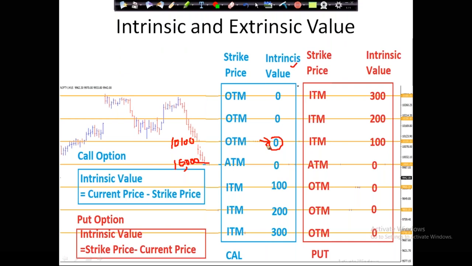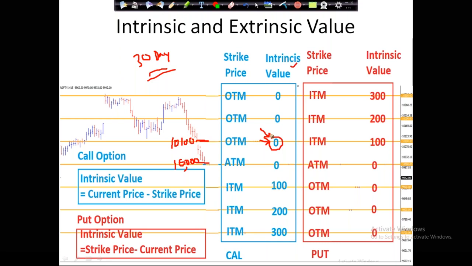Now, the question is, what is the extrinsic value? Extrinsic value is called hope value. Extrinsic value means time value and volatility. Now we have time. Suppose we have 30 days to expiry of this option. I bought the 10,000 option, out of the money. The intrinsic value is zero, but there is some extrinsic value.